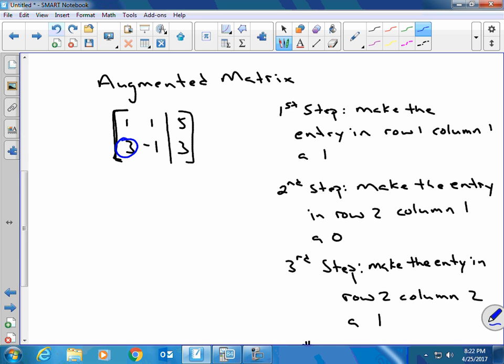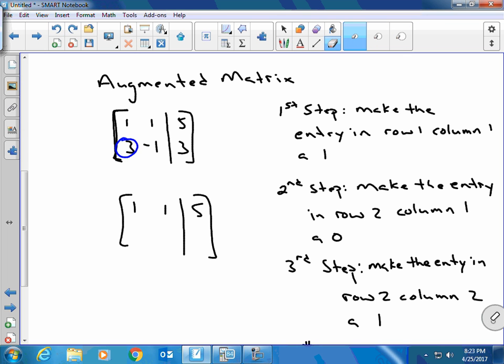To do that, I'm going to use the first row. I'm not going to actually change the first row, so let's just rewrite it, because I'm going to still keep that first row the way I want it, because it has a 1 in the spot I want a 1. But I'm going to use that matrix now to cancel the entry that's circled in blue there. Let me get rid of that blue. I want to get that to be a 0. So, how do I do that?